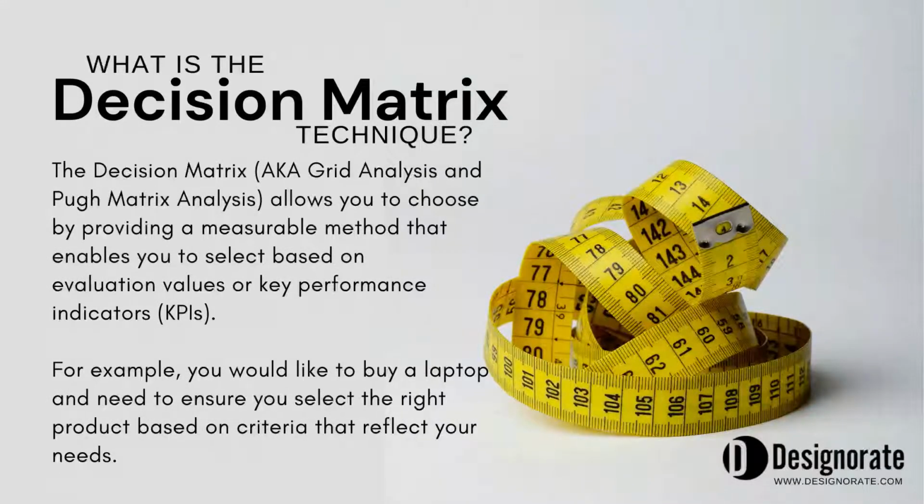Today we will explore the decision matrix tool and how we can use it to make a selection decision based on criteria or KPIs. The decision matrix, aka grid analysis and Pugh matrix analysis, allows you to choose by providing a measurable method that enables you to select based on evaluation values or key performance indicators, KPIs. For example, you would like to buy a laptop and need to ensure you select the right product based on criteria that reflect your needs.